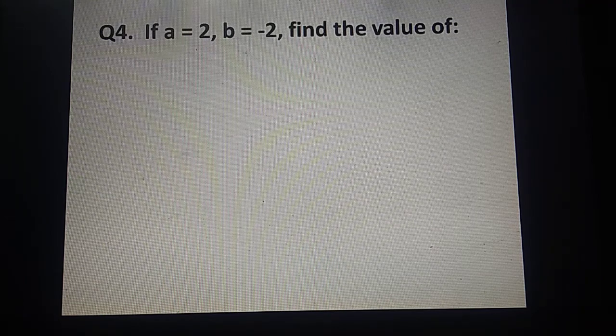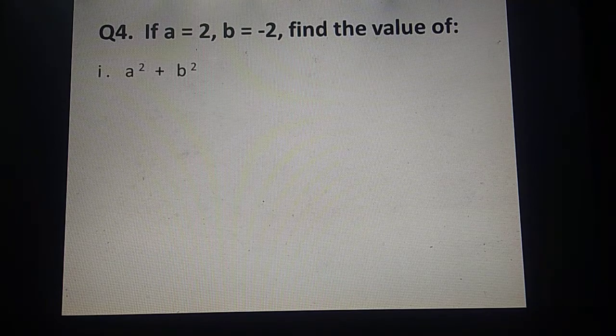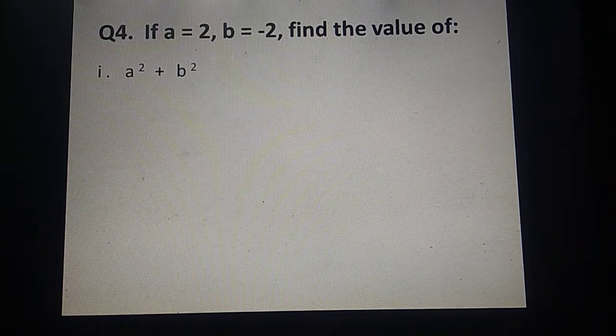Moving to question number 4. In this question, two variables are given to you and you have to put the values given in the question. In place of a, you will use 2. In place of b, you will use minus 2.